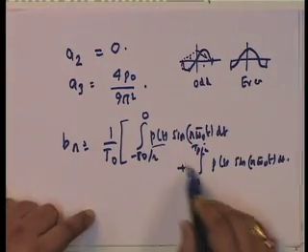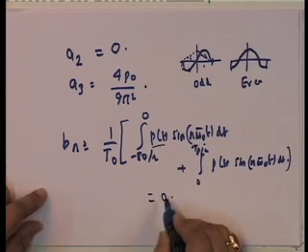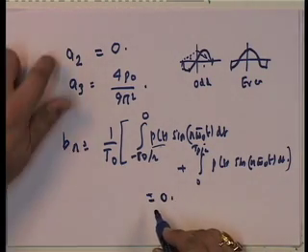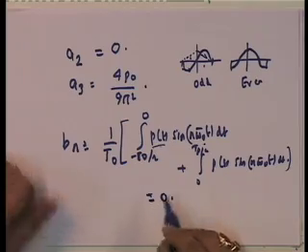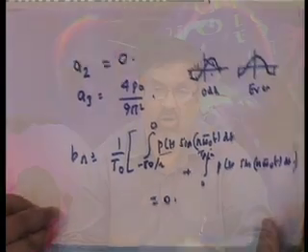So, when you do this, this is negative of this. So, the total one turns out to be 0. So, all B n are 0. And similarly, one can show that all even terms are going to be equal to 0 for cosine.